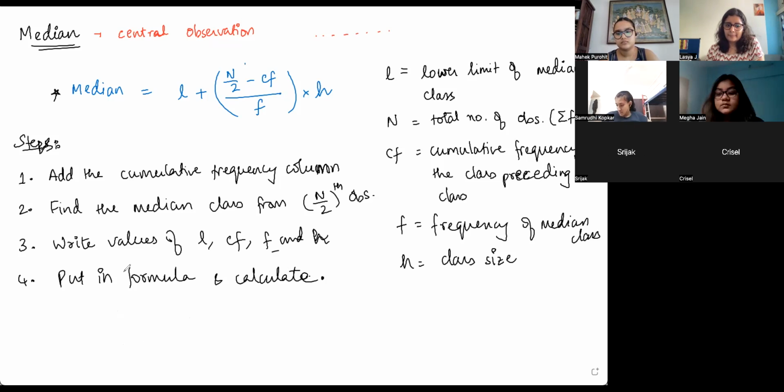So there will be only 3 columns in these sums. Yes, 3 columns.